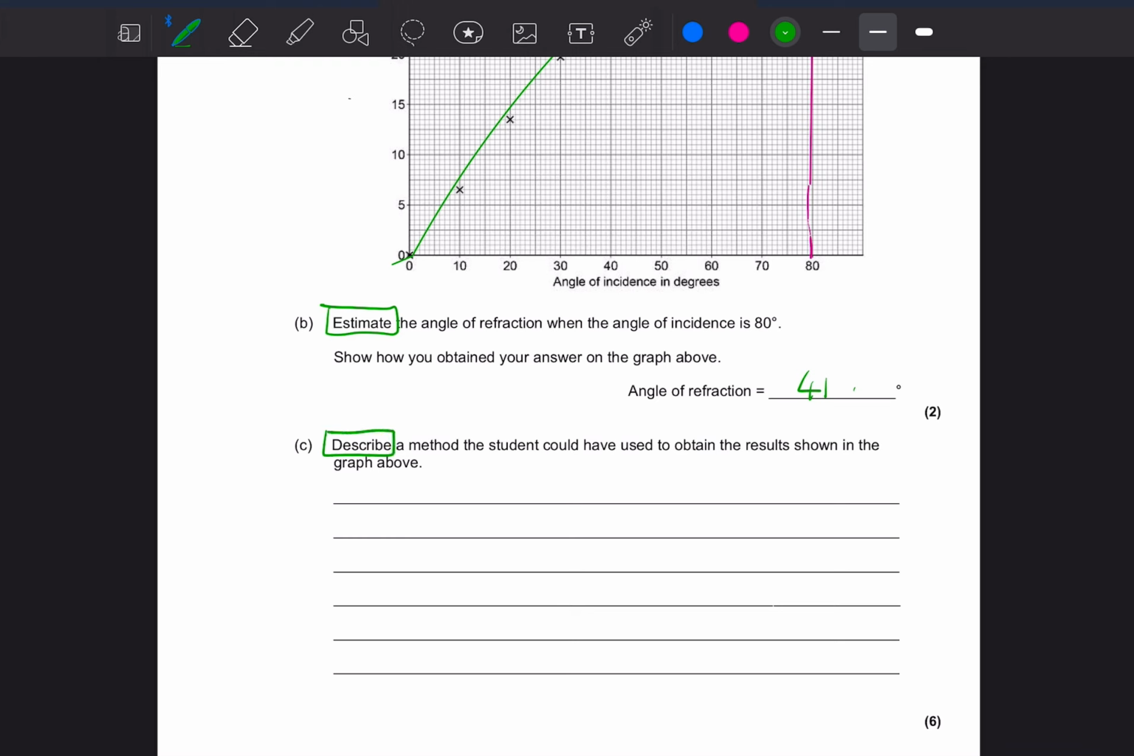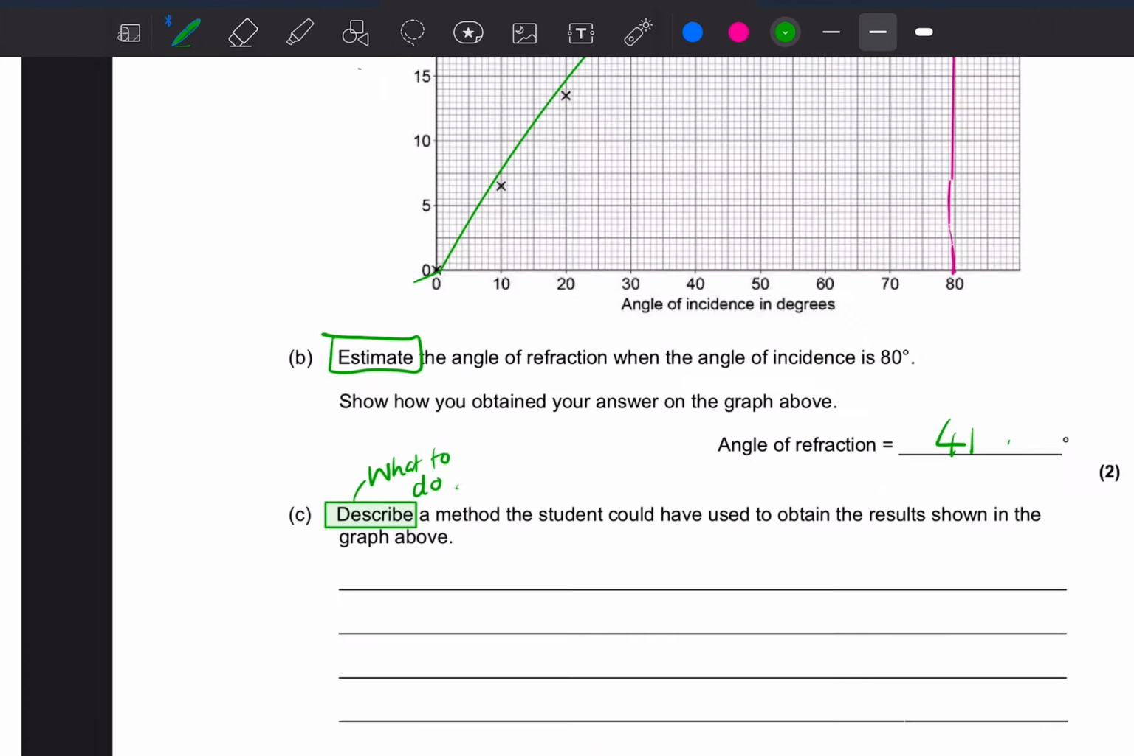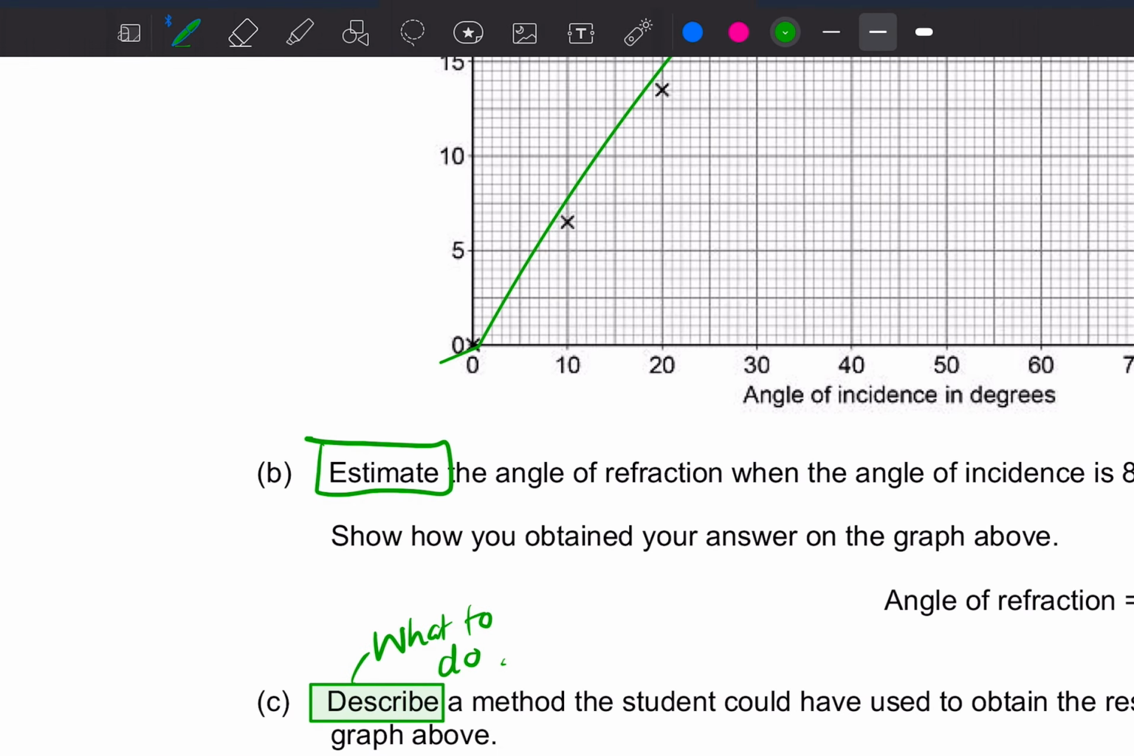Okay, so this last part, and this is the 6 marker, we have to describe. So we're not explaining, we don't need to say how, we're just saying what to do. A method, step by step, logical, that a student could have used in order to get these results. So I'm going to go through with you the practical in a quick drawing, and then we'll use that to go through.